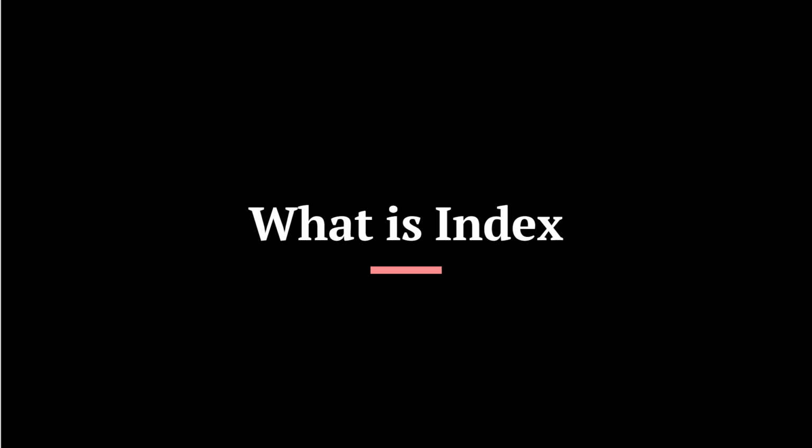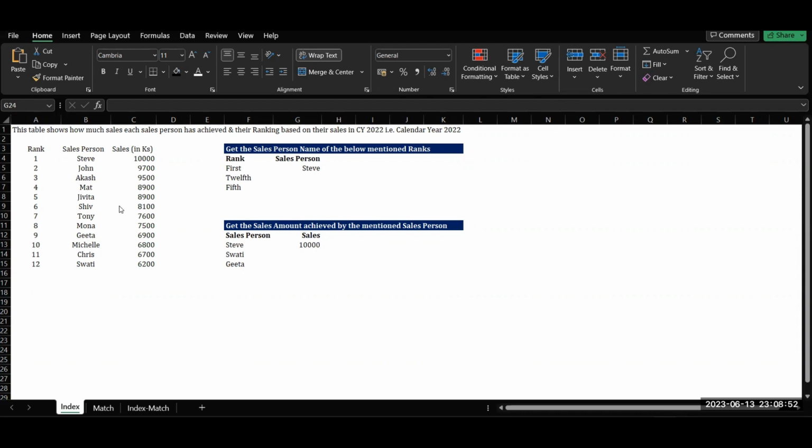Okay, so this table shows how much sales each salesperson has achieved and their ranking based on their sales in CY 2022, that is calendar year 2022, which starts from January and ends in December. So here we have the ranks, salesperson names, and the sales. These numbers are in thousands. Steve has done 10,000K of sales. John has done 9,700K of sales, and so on. If you observe, this data is already sorted.